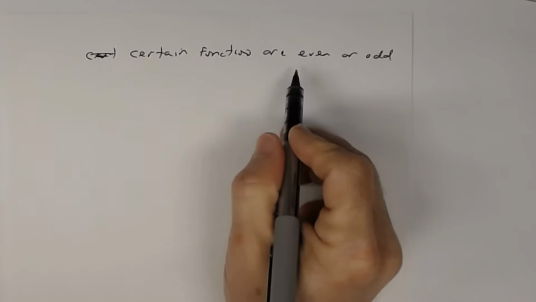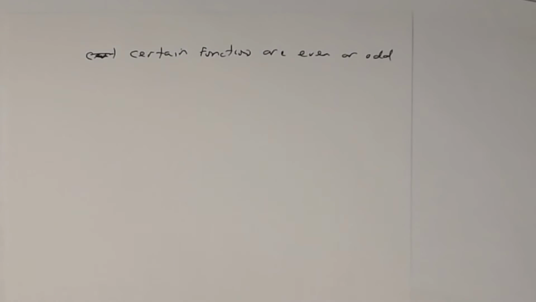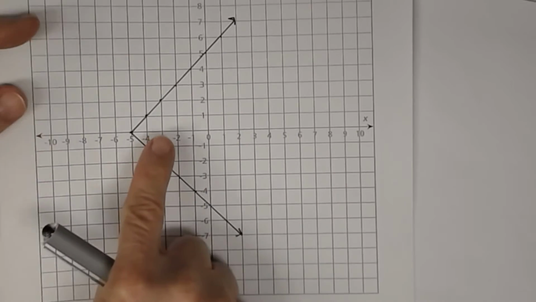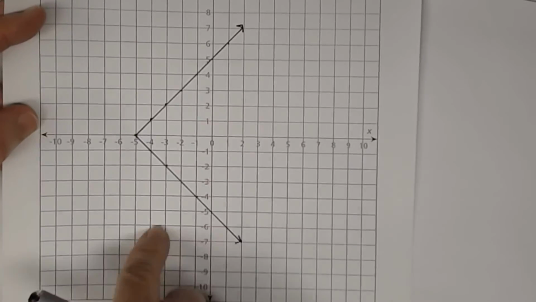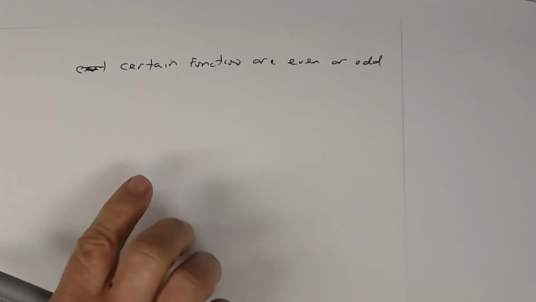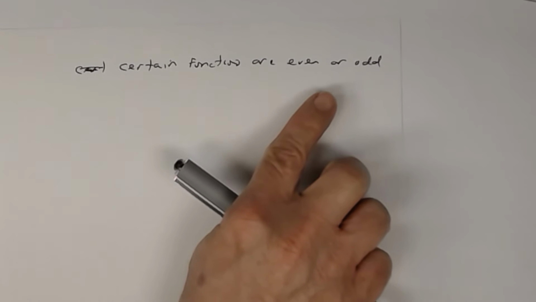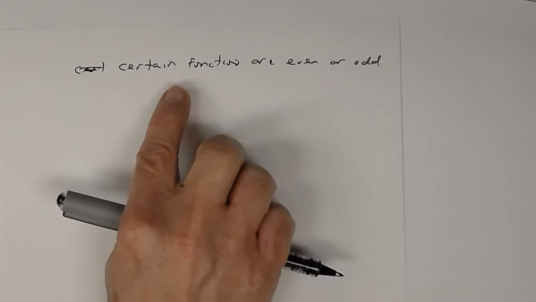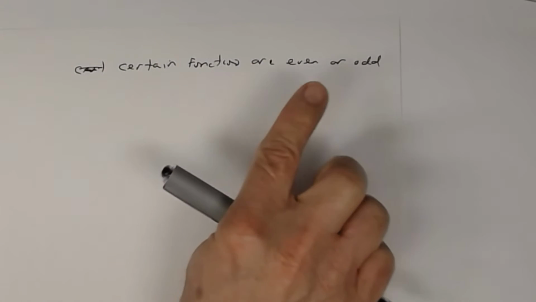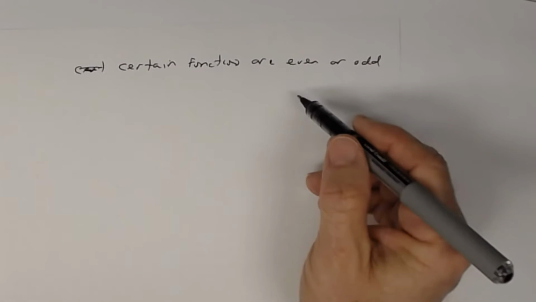So if you have a function, and we're talking about functions this time, remember I could not talk about this as a function because it fails the vertical line test. This was a relation. But now we're talking about functions. Only functions can we talk about even or odd. So certain functions are either even, odd, or neither. We're going to talk about the neither part in a little while.